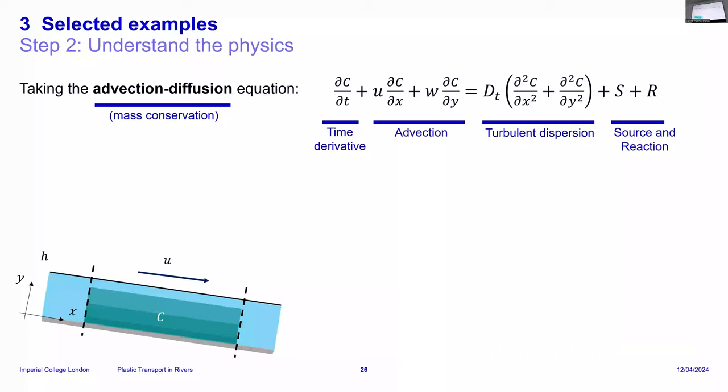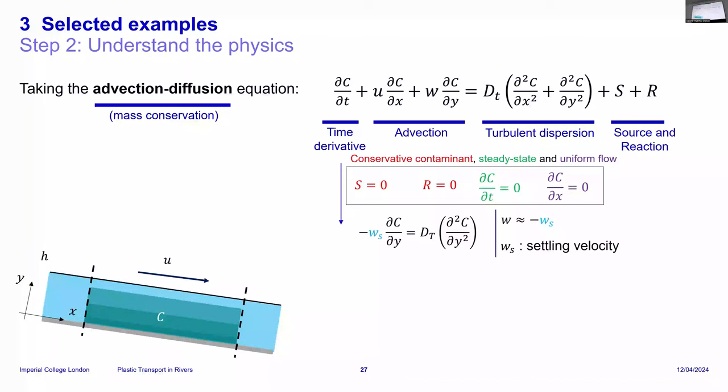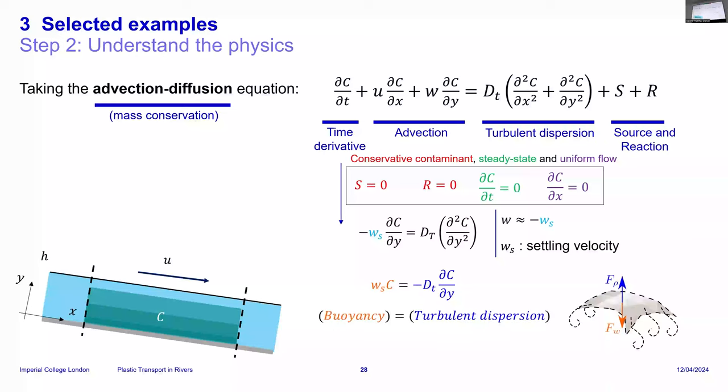Is there anything else I could be looking at? Well, luckily, this is a classic problem in fluid mechanics. This can be simplified. So if our sources are zero, there's no reaction, it's just a steady problem. And we have a uniform flow, so the gradient in this direction is zero, because it's everything regardless of the cross-section. We can easily come to this equation, which is much simpler, much easier to understand. And what we have is that the rate at which plastics settle has to be in equilibrium with the rate at which turbulence takes them up the water column. Okay, we are understanding the physics a little bit.